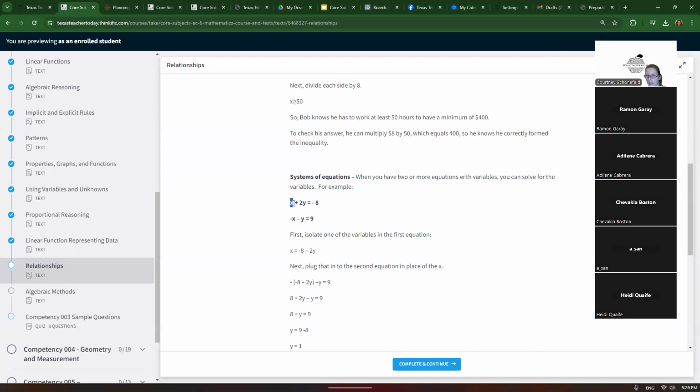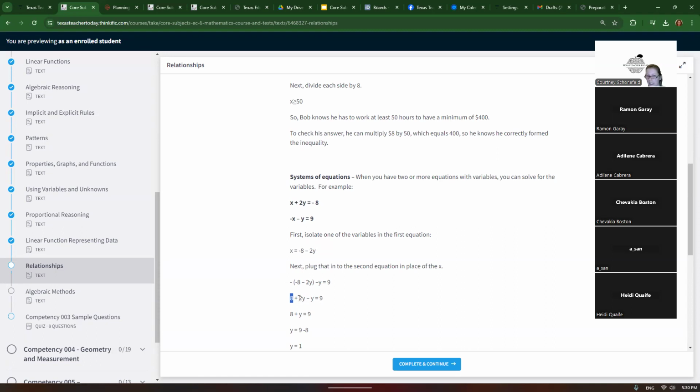So we got the x by itself. That's our first goal. Next, we plug that into the second equation. So we know x equals -8 minus 2y. So I'm going to put that in parentheses here and keep the negative because it's negative here. -8 minus 2y minus y equals 9. These two negatives become a positive 8. This negative and that negative become positive 2y. Then we still have the negative y right there equals 9.